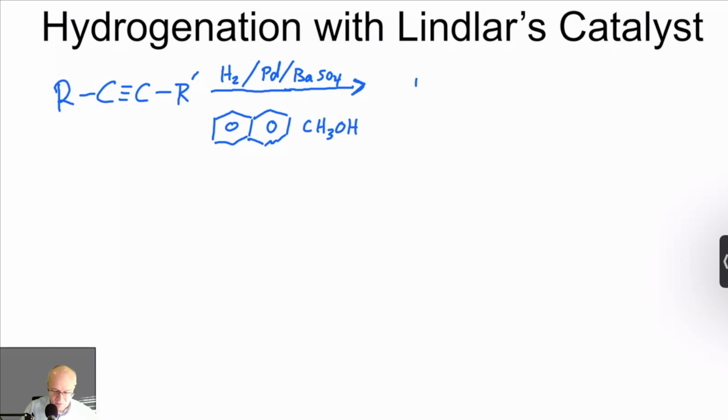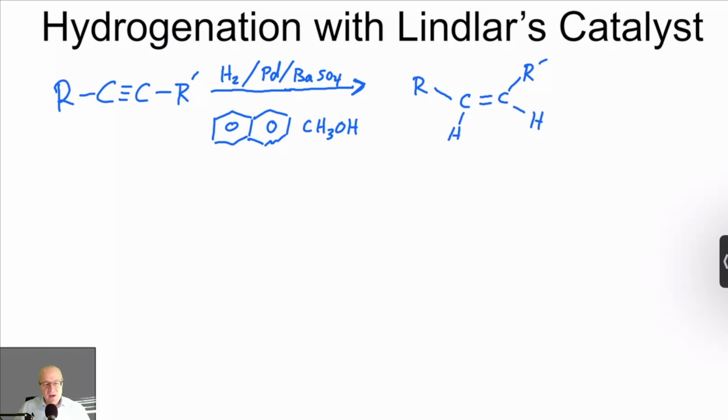And that will give you the cis alkene. Now, this is Lindlar's catalyst right here. Everything you see here except for the hydrogen is Lindlar's catalyst. You add the hydrogen to Lindlar's catalyst. So hydrogen in the presence of Lindlar's catalyst will give you the alkene.